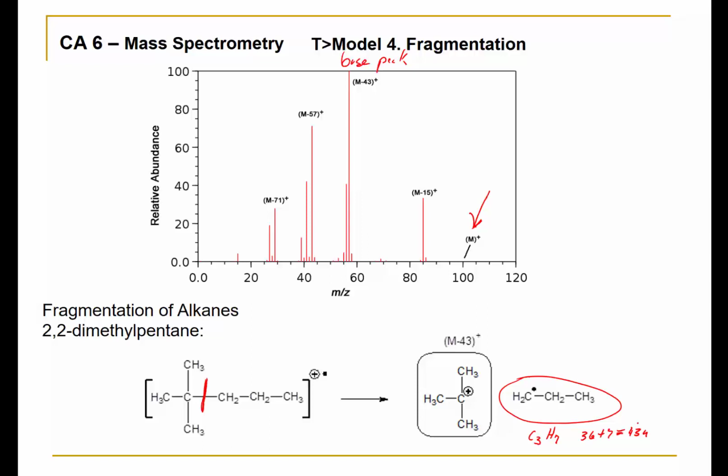Now, why is that the base peak? Well, notice that the carbocation that's generated here is a carbocation that's surrounded by 3 other carbons. Now, we'll be discussing this quite a bit more later in the course, but right now let's review a little bit. So this is under the idea of stability of carbocation.